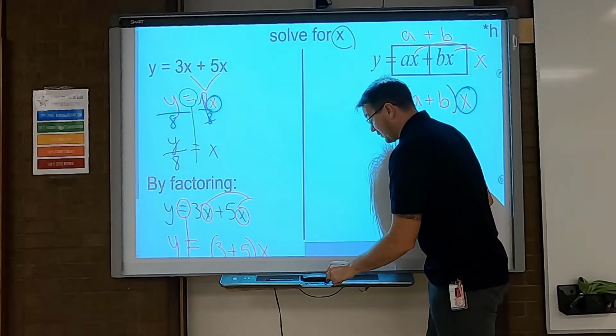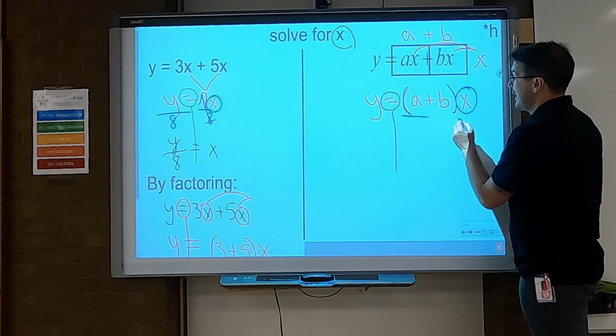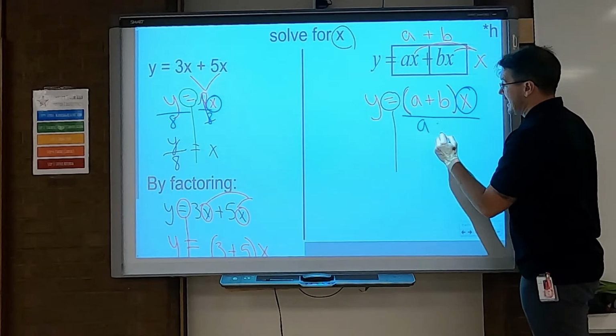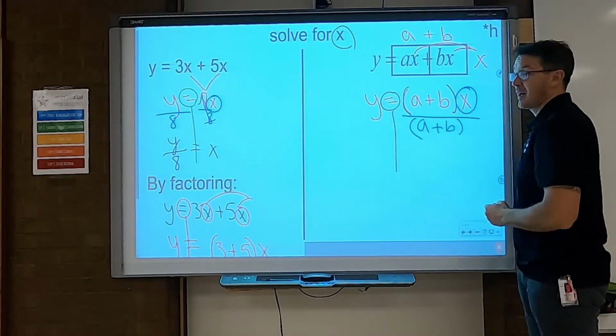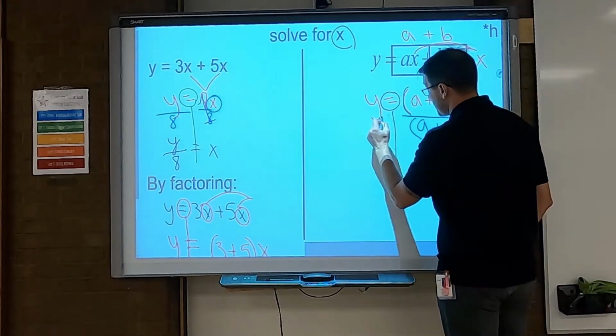And so how do I get rid of times a plus b? I divide by a plus b. And if I divide one side of the equation by a plus b, then you have to divide the other side too, by the division property of equality.